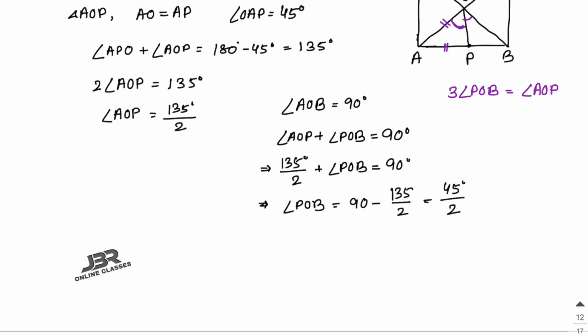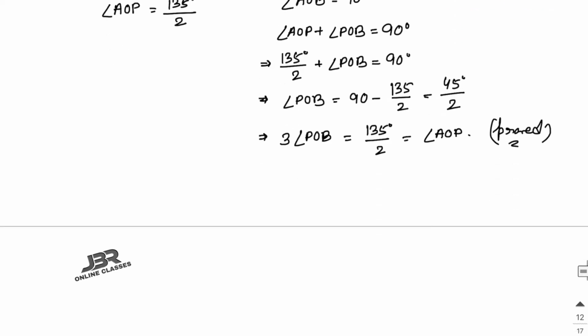So you have to prove here 3 angle POB equal to angle AOP. Now if you multiply 3 on both sides, it will be 3 into angle POB, and here multiplying by 3, it becomes 135 degree by 2, which is equal to angle AOP. So it's proved. Okay, it's clear.